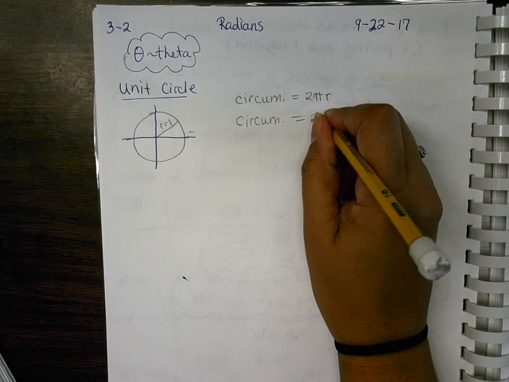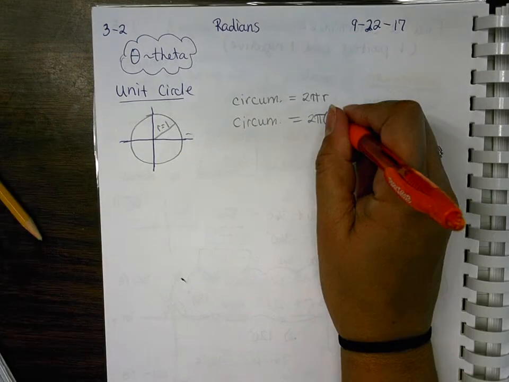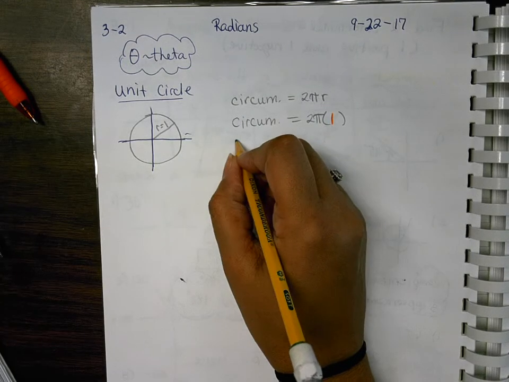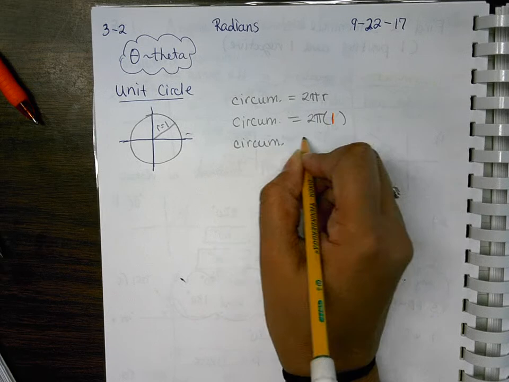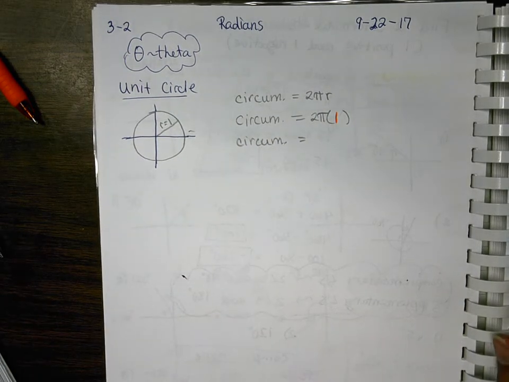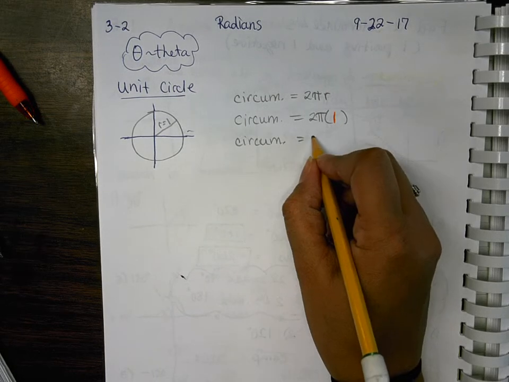1. So I'm going to have 2 pi times 1. And 1 is the multiplicative identity. You learned that back in elementary school as well. What does the multiplicative identity mean? It's just itself. When you multiply by it, it stays itself. So what's 2 pi times 1? 2 pi.